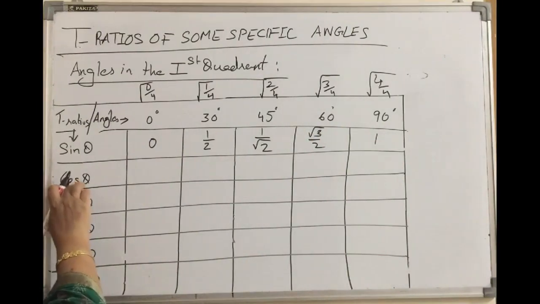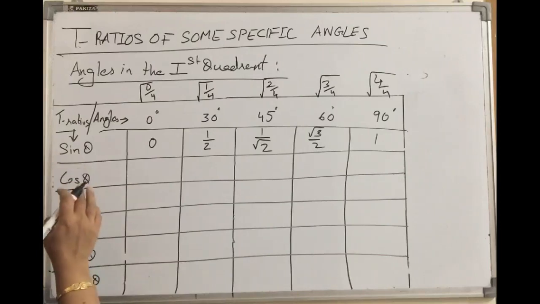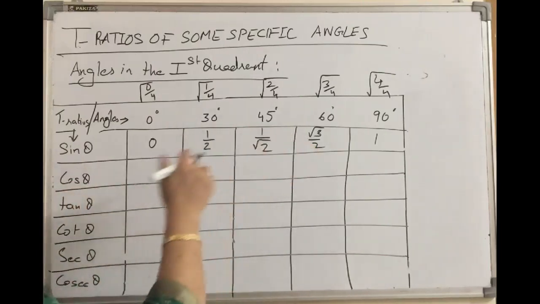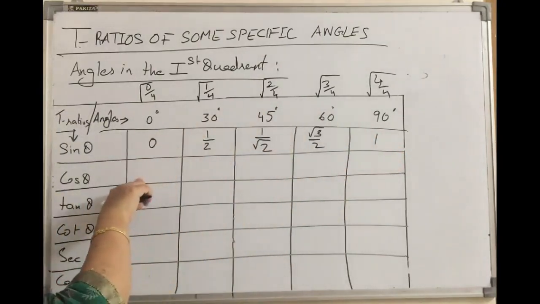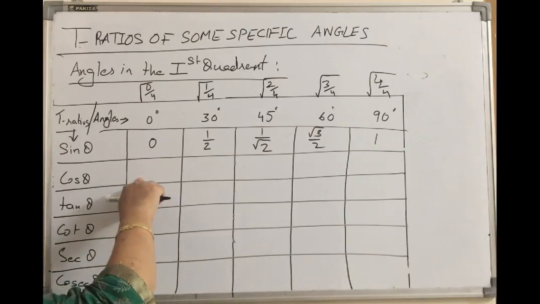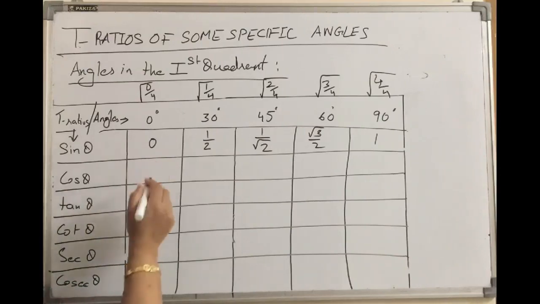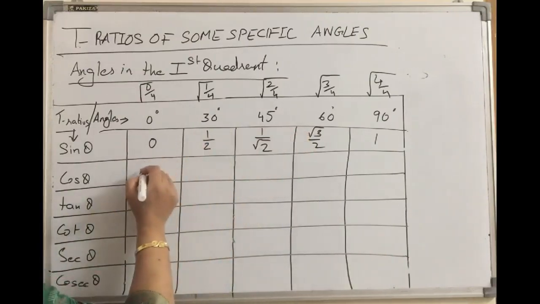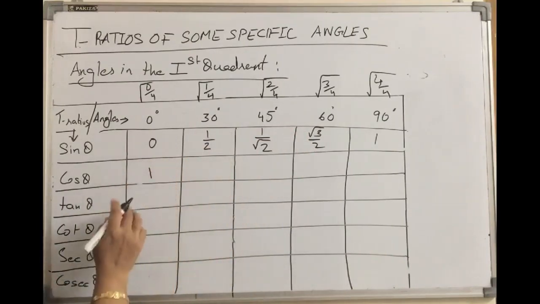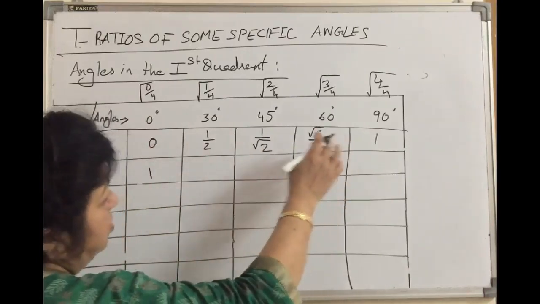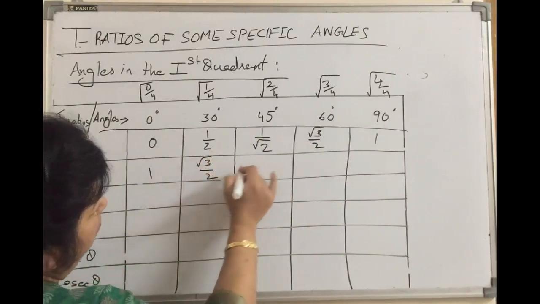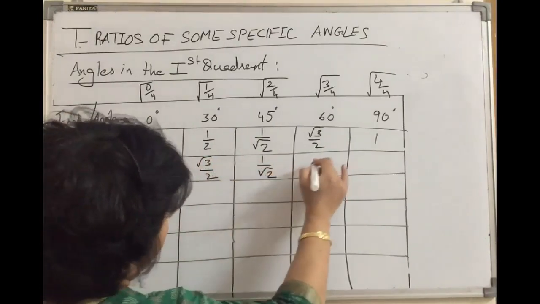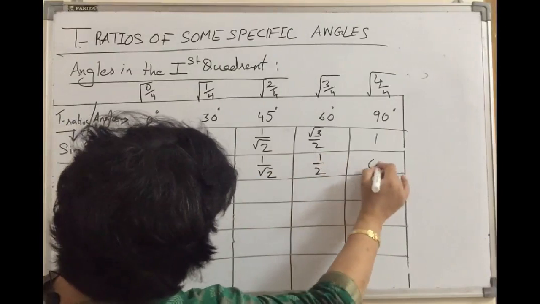Now to get the values of cos theta, sine 90 minus theta is cos theta. So whatever is the value of sine 90, that will be the value of cos 0, because sine and cos are complements of each other. We have studied it in the previous videos. So whatever is the value of sine 90, the same value will come for cos 0. So you reciprocate, just reverse the values. 1 will come here, root 3 by 2, 1 by root 2 remains same, then 1 by 2 and 0.